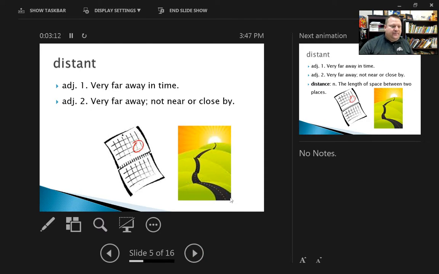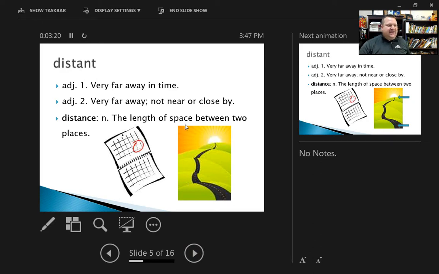Okay? Distance is the length of space between two places. So if I say the distance between school and my house is about 1/4 of a mile, I'm talking about the actual space in between both of those places, distance.